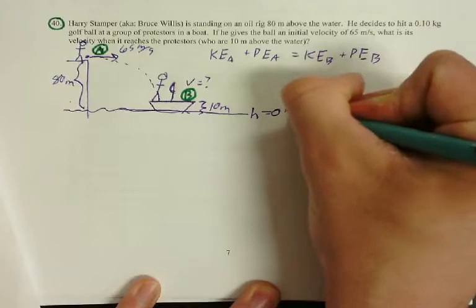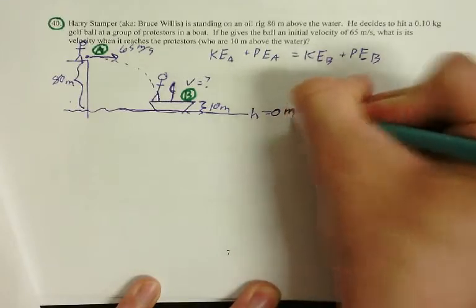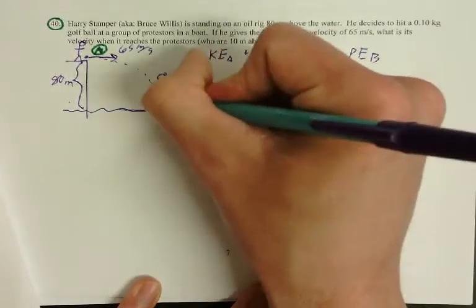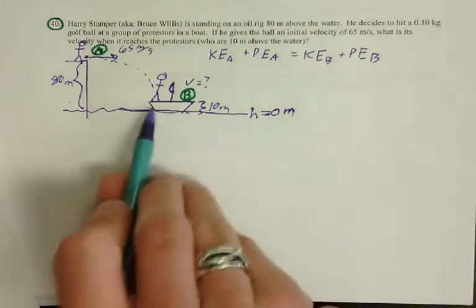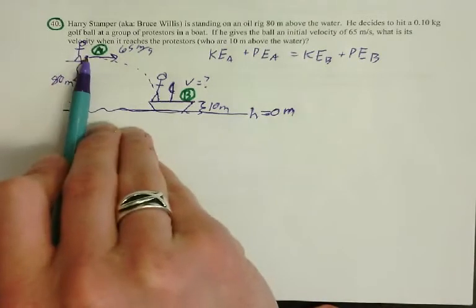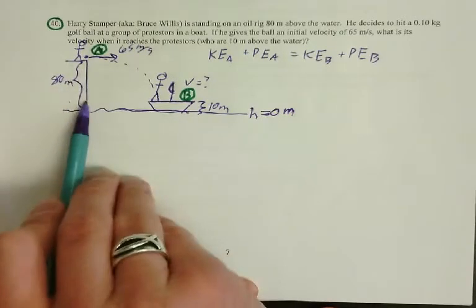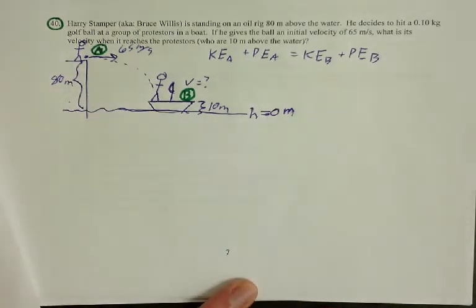Now, you don't have to make the ground 0. I saw some people choose to make the boat 0, which is what I would have done. If you do that, make sure to change the height of the oil rig, because the oil rig now isn't 80 above the water. It's now 70 above the boat. So keep that in mind.